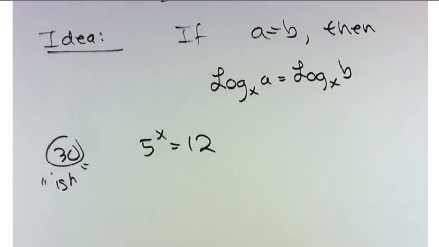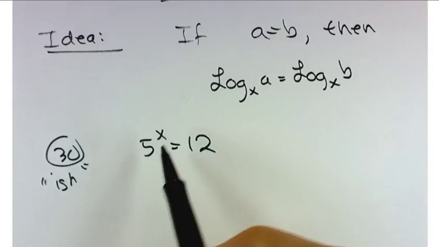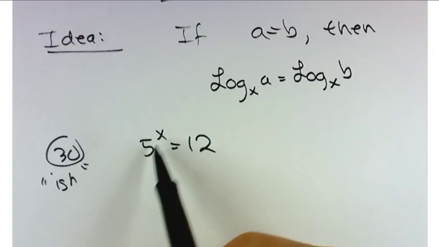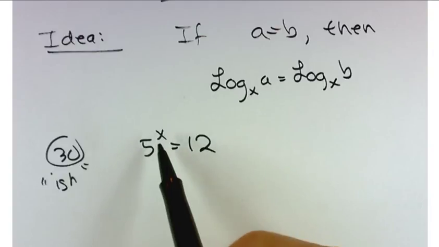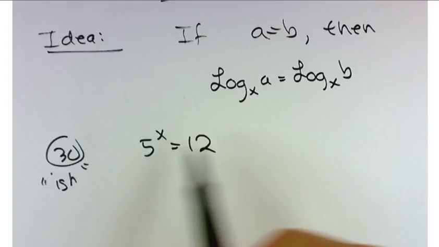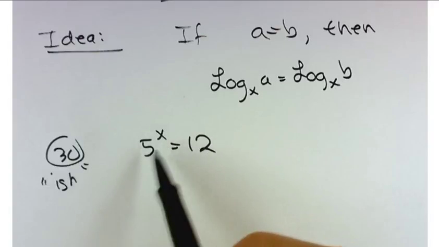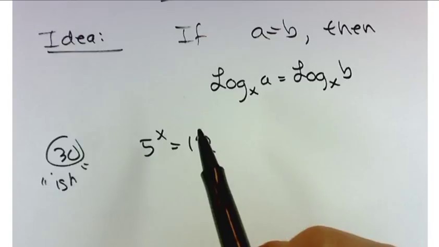Our goal still is to figure out what x is. Well, if x was 1, you'd have 5 on the left-hand side. That's not enough. If x is 2, 5 squared is 25. That's too much. So whatever we get for x has to be between 1 and 2. That's all we really know.